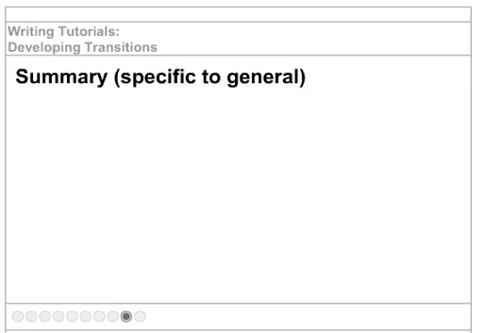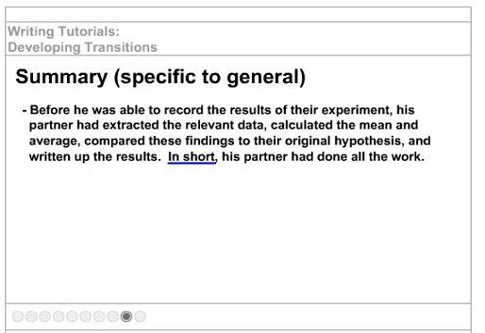Finally, transitional phrases are sometimes used to indicate that the switch will be from specific details to general ideas or summary statements. Summaries may appear at the end of a paragraph in a concluding sentence. Before he was able to record the results of their experiment, his partner had extracted the relevant data, calculated the mean and average, compared these findings to their original hypothesis, and written up the results. In short, his partner had done all the work.